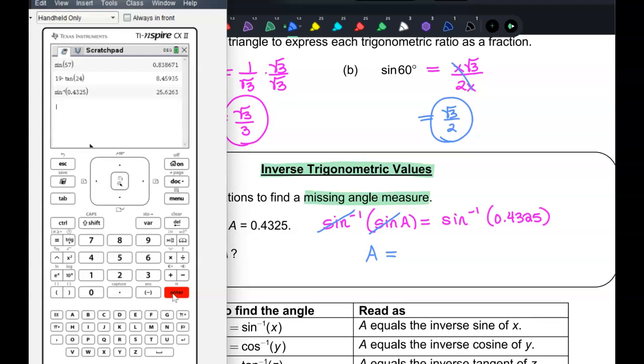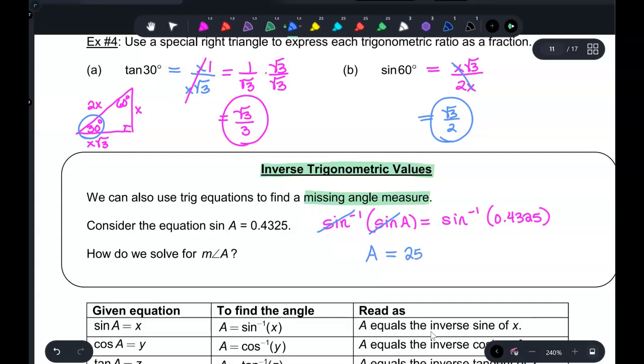Wait, sine inverse? What is this equation thing that you did? Do we have to do whatever you just did every single time? Did you do sine inverse? Yeah. Enter. 25, there you go. That's right. So is that what it equals? Yeah, that's what the angle equals, 25.6 degrees.